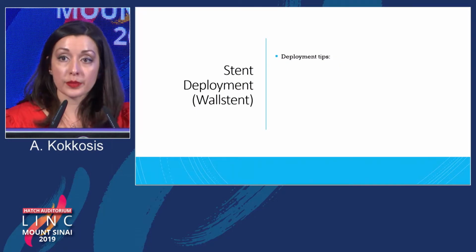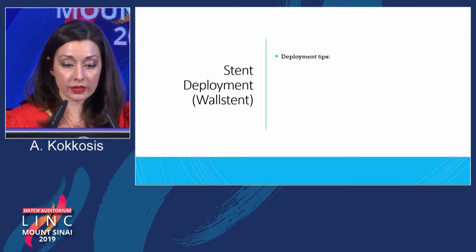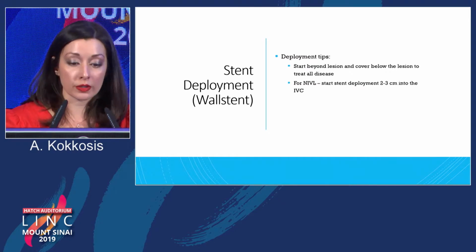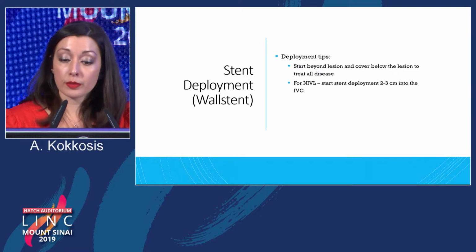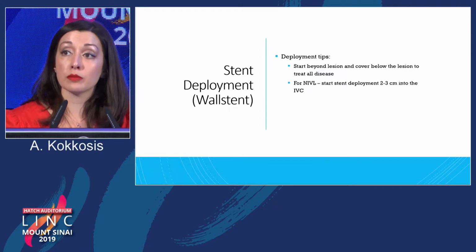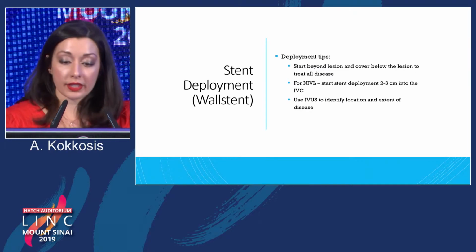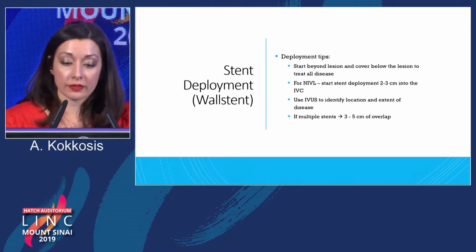Some deployment tips, and this is specifically for the Wallstent. You want to start beyond the lesion, cover below the lesion to treat all of the disease. For the non-thrombotic lesions, you want to start deployment 2 to 3 centimeters into the IVC, not more, because you do want to avoid jailing the contralateral iliac. Use IVUS again to identify the location and extent of disease.